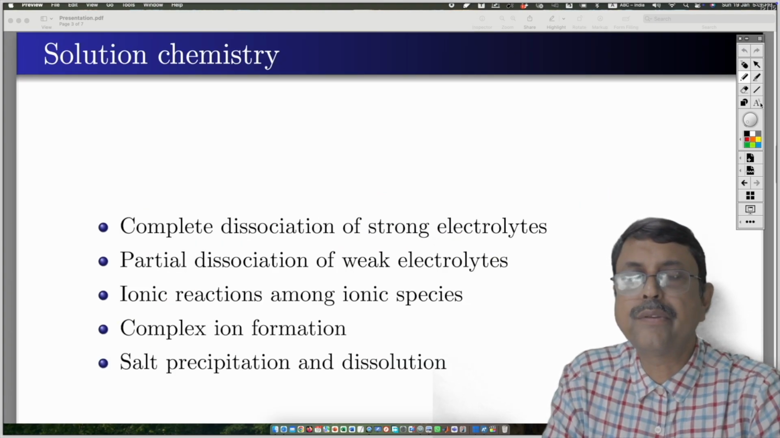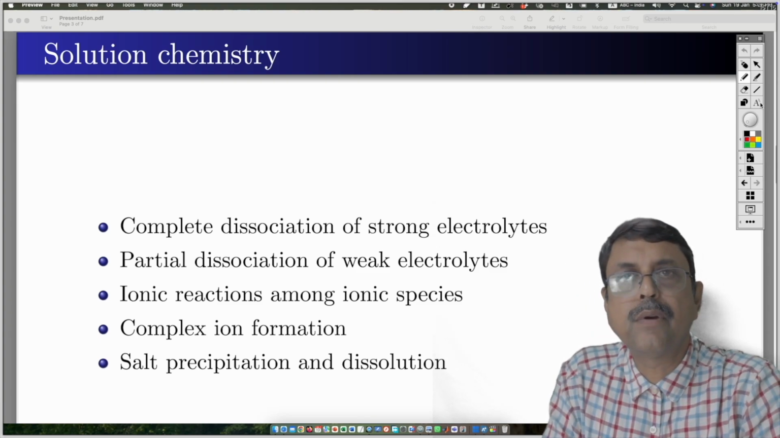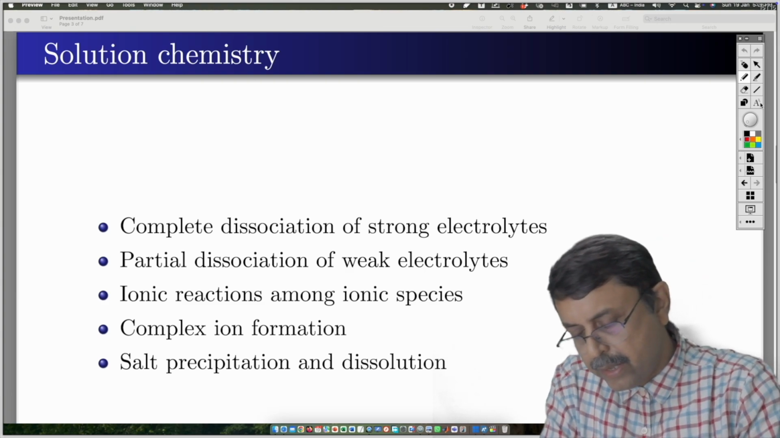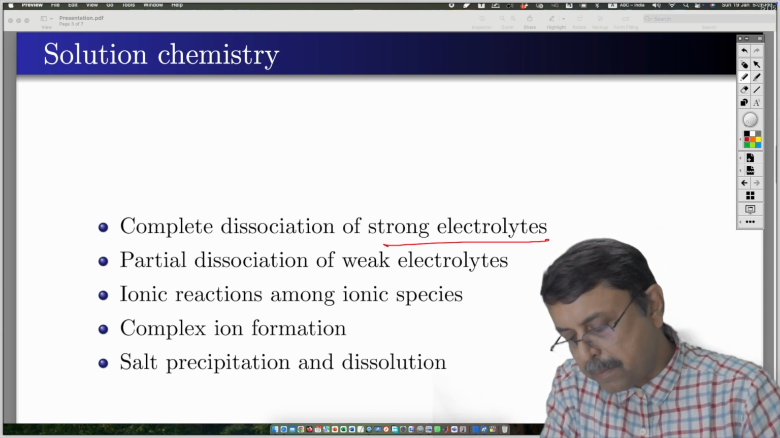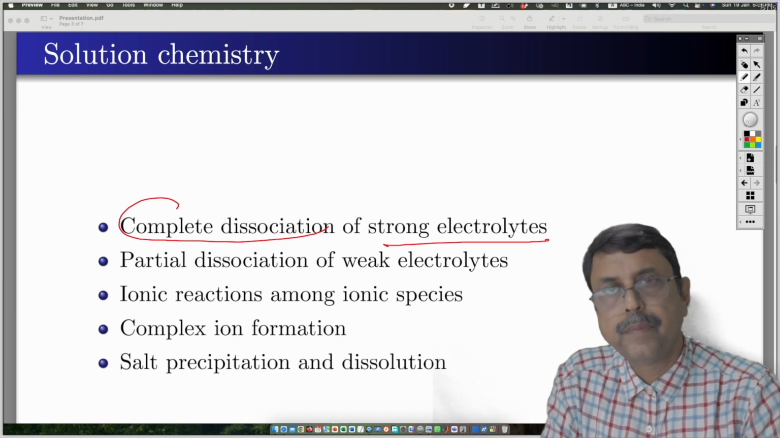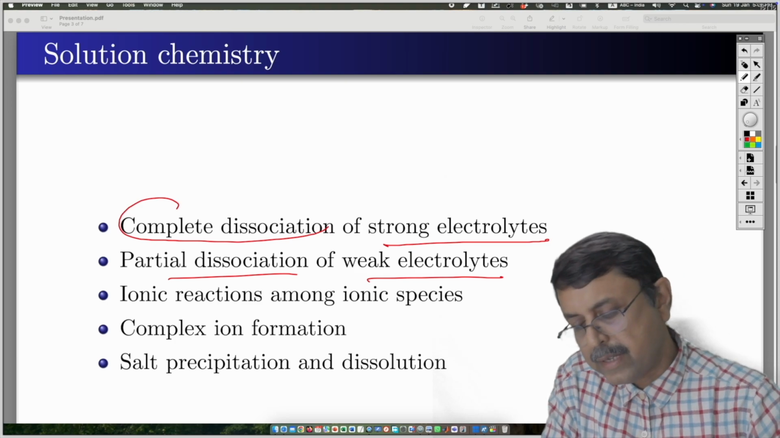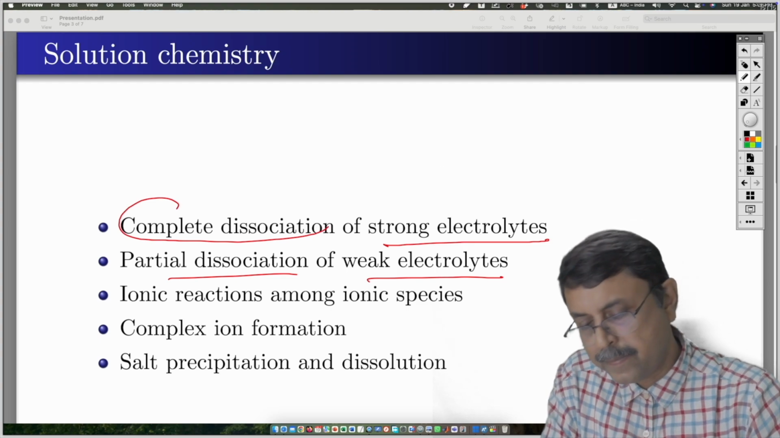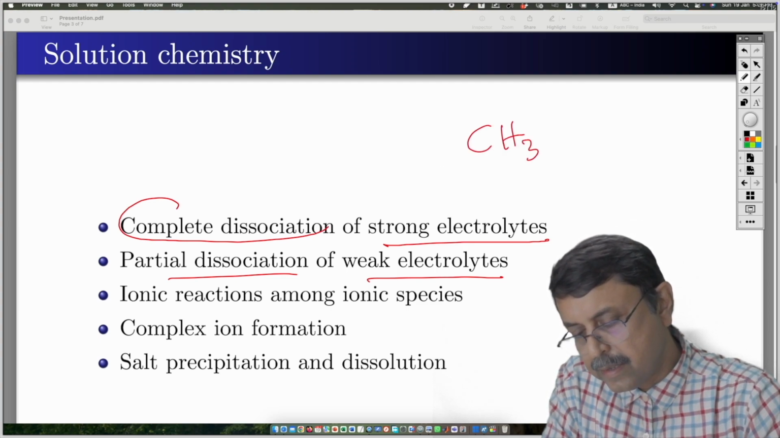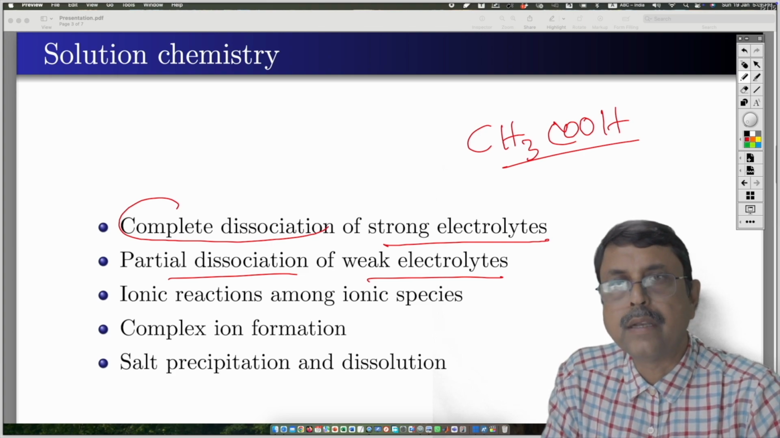Now we can talk about some solution chemistry of electrolyte system. As I have already said about the strong electrolyte or weak electrolyte, strong electrolyte means, say, NaCl, HCl, these are strong electrolytes because they completely dissociate into the solvent. But there are certain weak electrolytes also, they partially dissociate. For instance, phosphoric acid is a weak electrolyte, then acetic acid, this is also a weak electrolyte, they partially dissolve in water.